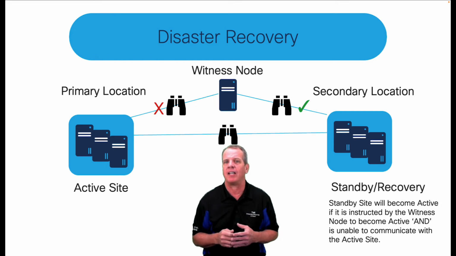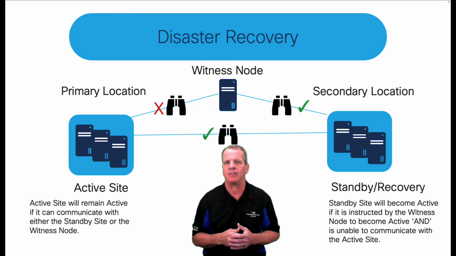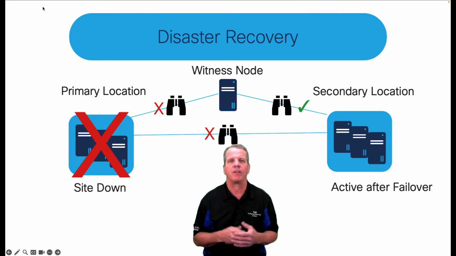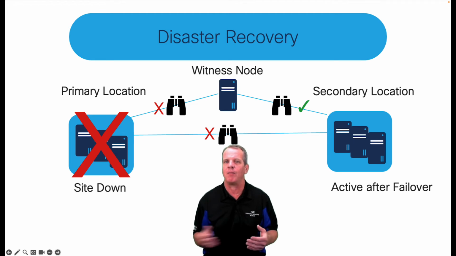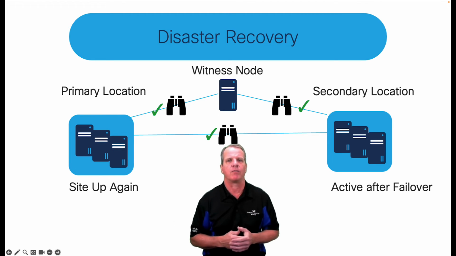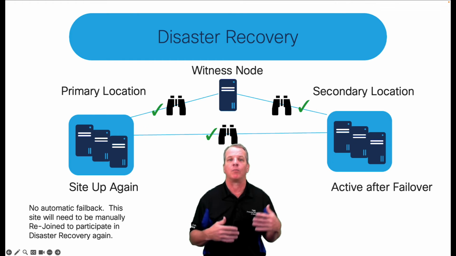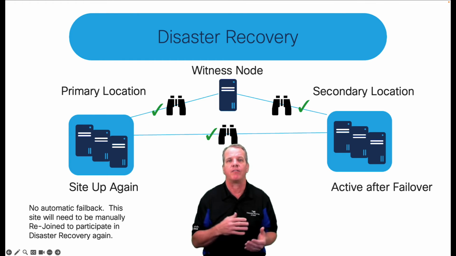Now, if the active site can't see the witness node, but it can see the recovery site, it will remain active. The active site needs to communicate with at least one, the witness node or the recovery site, to remain active. If there is a failover, there is no automatic failback scenario. Even if the original site came back up, it can only fail over once. Then you would need to manually re-register disaster recovery to fail over again.